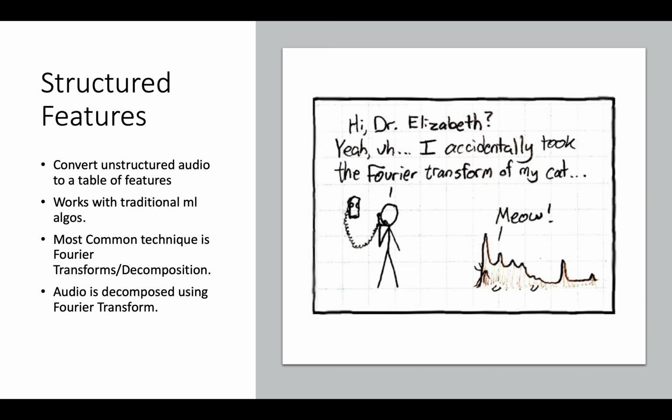The advantage of this technique is you don't have to use specialized algorithms. You can use random forests, gradient boosting, XGBoost, logistic regression, decision trees, or support vector machines. Any of your traditional, regular, vanilla algorithms can be used with this technique.